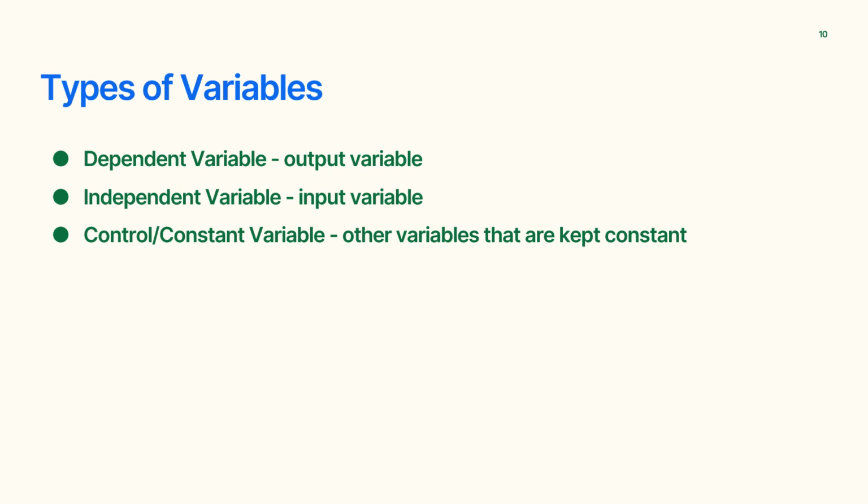Lastly, the types of variables. In a study, the dependent variable is the outcome we measure, like test scores. The independent variable is what we change, like the number of studying hours, and the control variables are everything else that we hold constant to keep the test fair and unbiased.